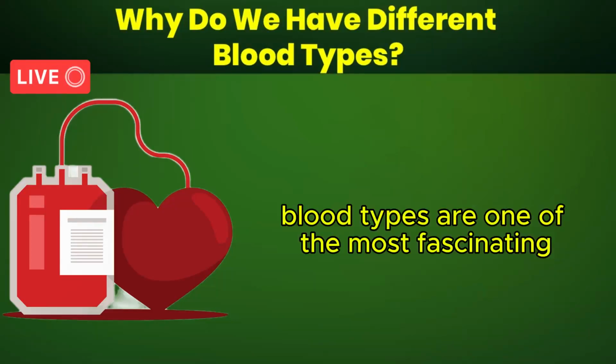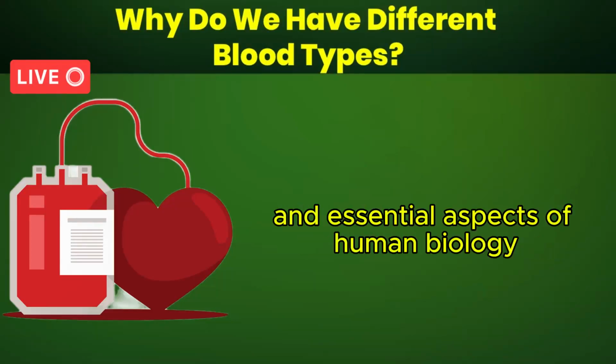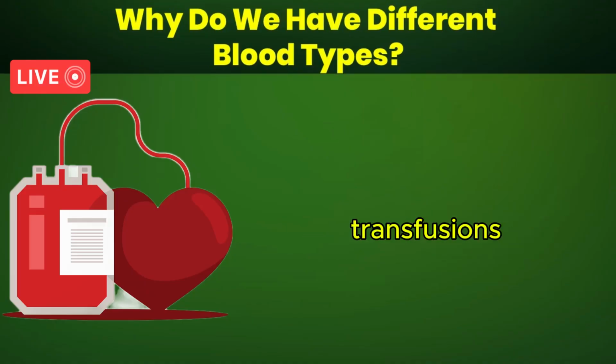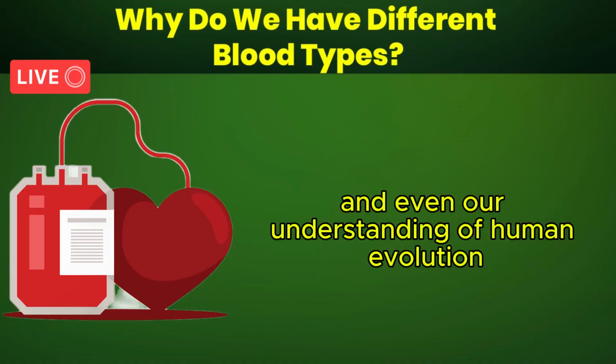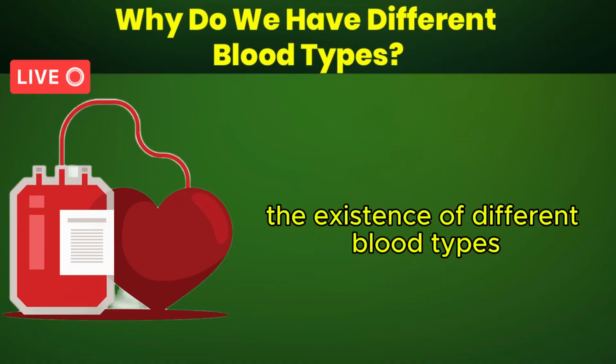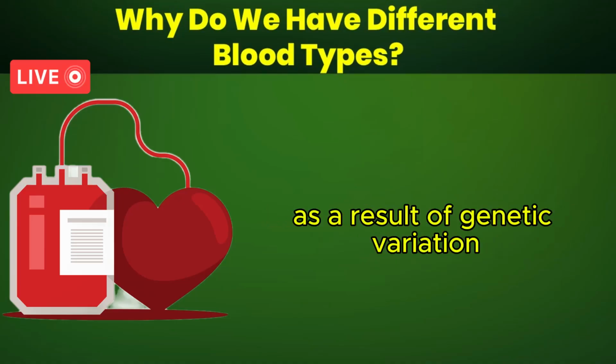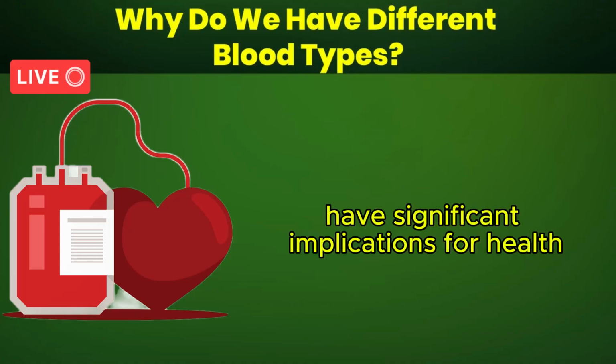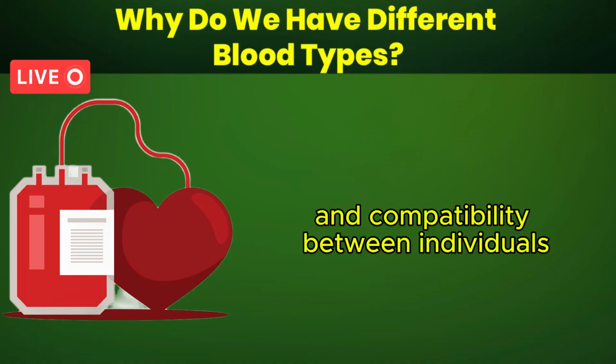Blood types are one of the most fascinating and essential aspects of human biology, playing a critical role in medical procedures, transfusions, and even our understanding of human evolution. The existence of different blood types is a result of genetic variation, and these variations have significant implications for health, disease susceptibility, and compatibility between individuals.